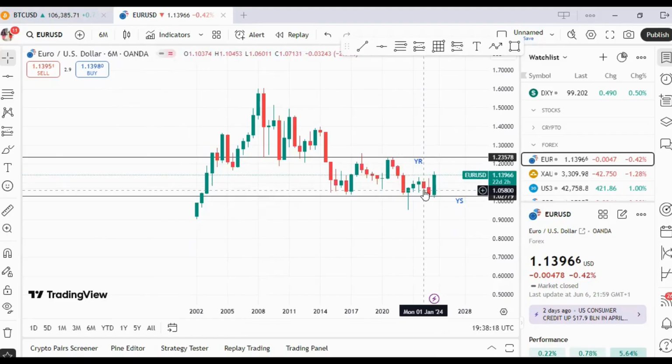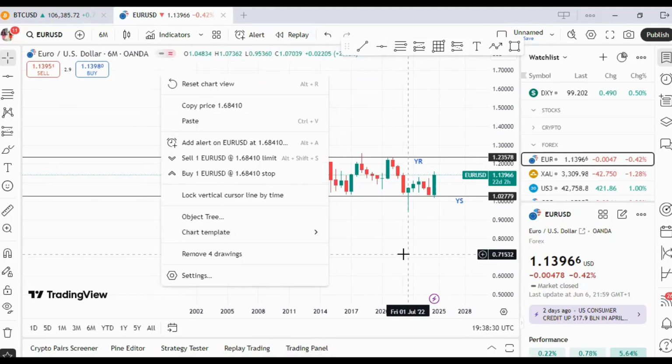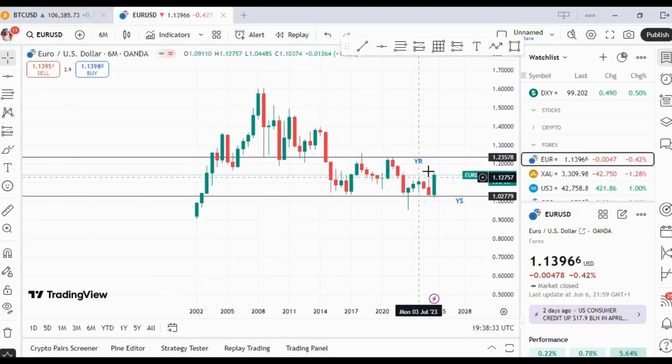Okay, yes, the strong engulfing candle. Yes, this one. But what I wanted you guys to take note of was this W pattern. It's clearly shown here, a W pattern on the 6 months. So if I'm to trade this using my candlestick pattern, I will wait for a pullback and join the bullish. That's if I'm a swing trader, wait for a pullback and join this bullish move to my yearly resistance.